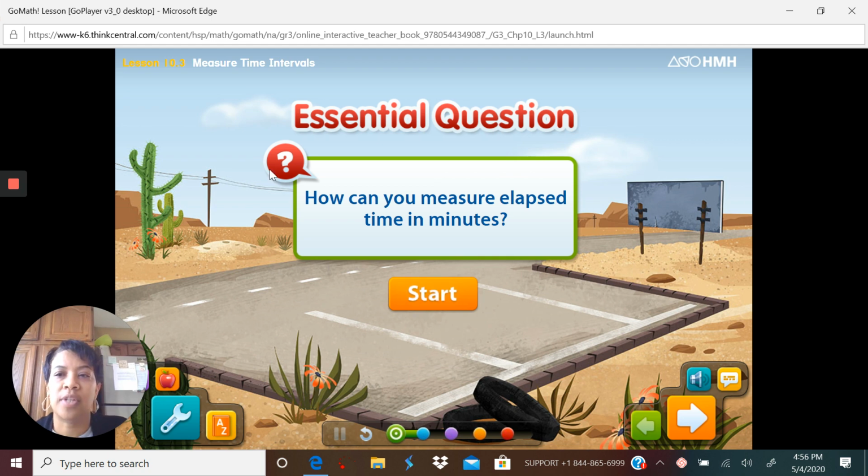This video is for lesson 10.3. You see that in the upper left-hand corner of the screen. It says measure time intervals. Here's the essential question. How can you measure elapsed time in minutes? We're going to change that to our new learning target, which would say, I can measure elapsed time in minutes. So this Go Math video goes right along with the Go Math worksheet that I will be doing for lesson 10.3.